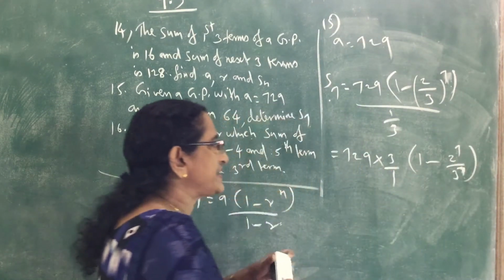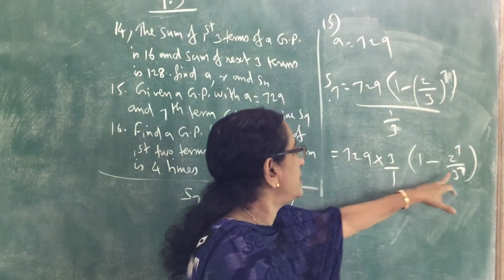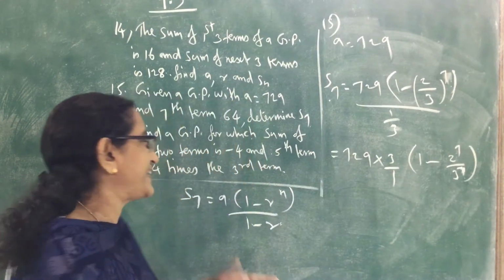Now we have to simplify that. So find 2 raised to 7, then find 3 raised to 7, then find the LCM, simplify and find the answer, final answer.